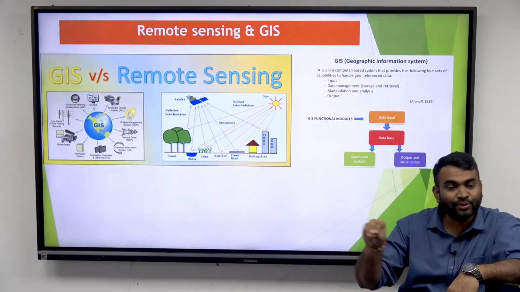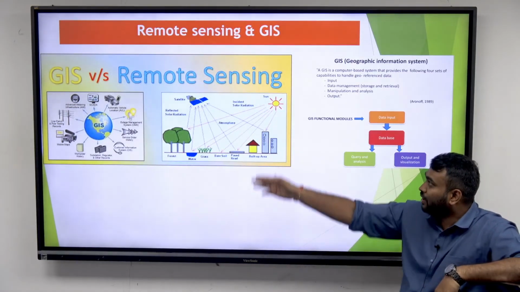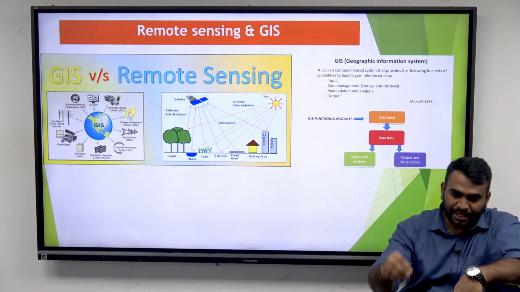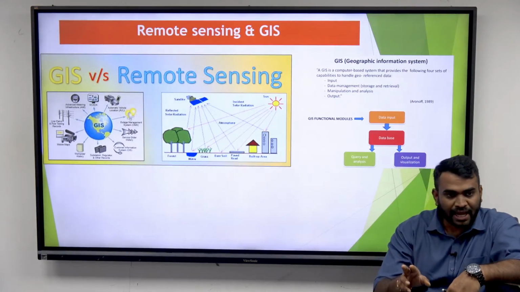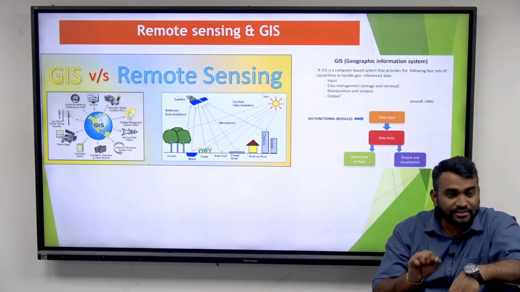Correct? So that is called remotely sensing it. For this, we have the satellites and the sensors, which emit radiation, and reflection happens. Depending on that, we are going to get this data.